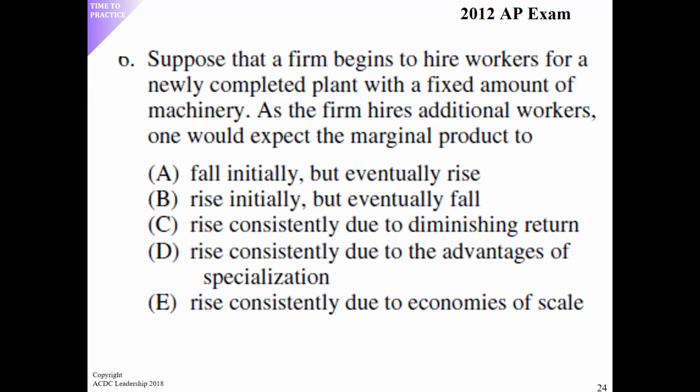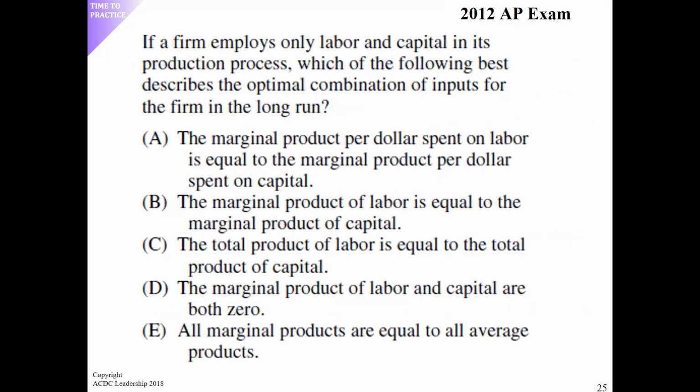What gives A away is the event they run it. You know what I mean? Even if you thought as we did, so it's going to rise initially due to specialization and eventually fall. All right, next up, if a firm employs only labor and capital, there's that formula. Which of the following best describes the optimal combination of inputs for the firm in the long run?